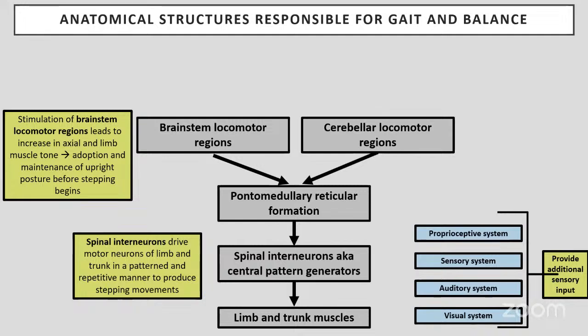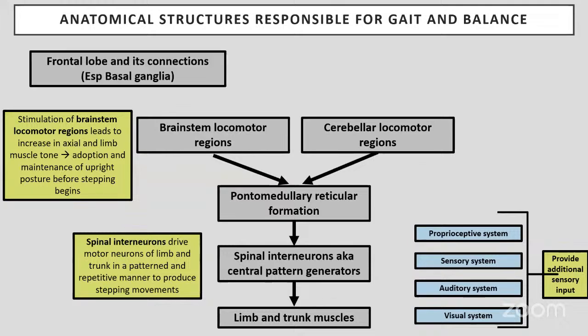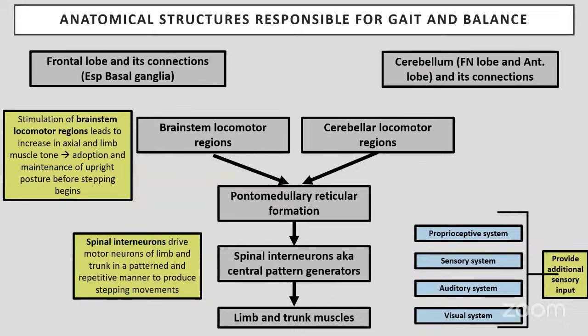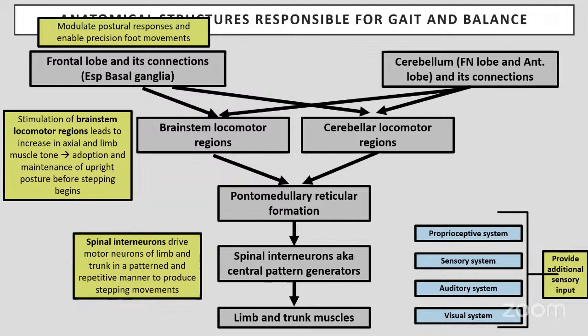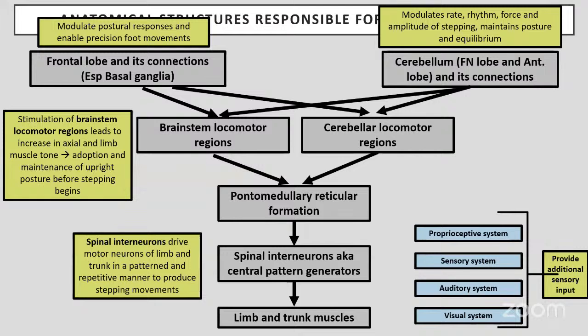Additional sensory input is given to this system via the proprioceptive system, sensory system, auditory system, and visual system. And further higher cortical input is given onto these centers via the frontal lobe and its connections, especially via basal ganglia, and via cerebellum, that is the flocculonodular lobe and anterior lobe and its connections. The frontal lobe modulates postural responses and enables precision foot movements. Dysfunction of the frontal lobe is the cause for higher level gait disorders. And the cerebellum modulates the rate, rhythm, force, and amplitude of stepping movements and maintains posture and equilibrium.